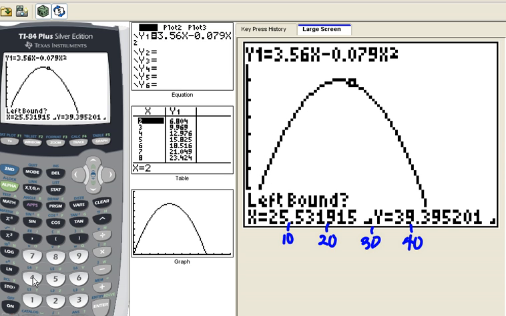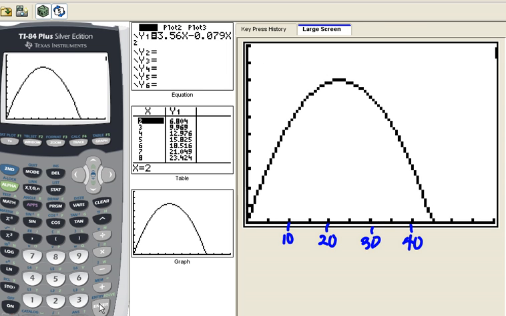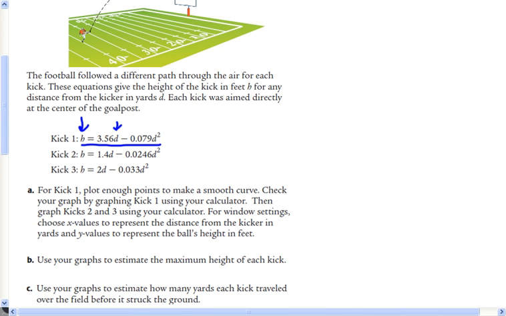Now you have to set some boundaries. You have to know where the maximum is, and it says left bound, so I need to go to the left side of where I want the calculator to figure out the maximum. Press enter. Then I'm going to go to the right side, press enter, and press enter one more time. And now remember, this is an estimate. The calculator can't get this perfect, but it's saying that the height, which is y, is about 40.1 feet. So I'm going to put that answer in here. So we have 3 kicks that we need to answer this for: kick 1, kick 2, and kick 3. And kick 1, it says estimate the maximum height, and we said it's about 40.1 feet.